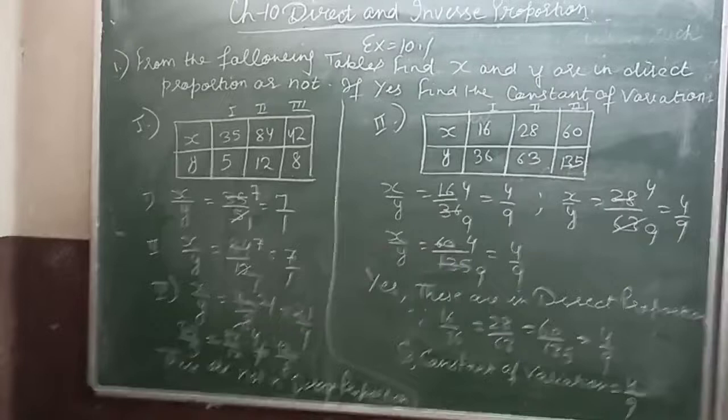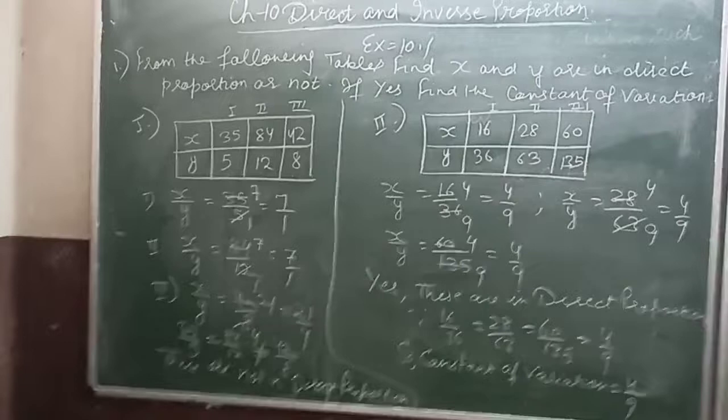Now I take the second ratio, that is 28 over 63. Now again I will do the cutting: 7 nines are 63 and 7 fours are 28. It is again 4 over 9. Now the third one is 60 over 135. It is divisible by 15. 15 fours are 60 and 15 nines are 135. So again its ratio is 4 over 9.